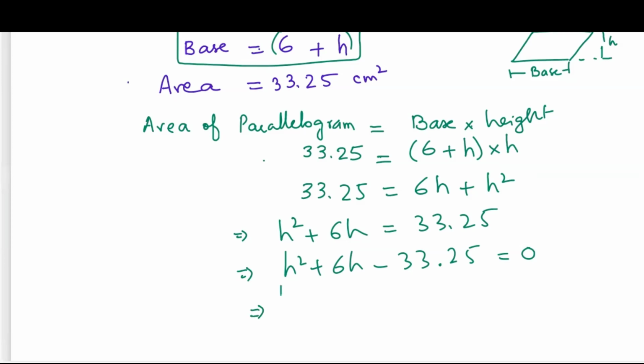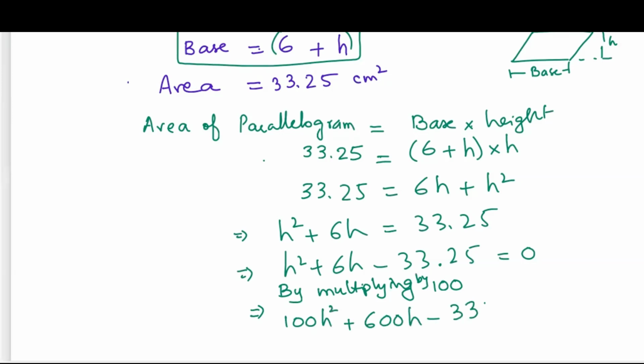Multiply by 100. By multiplying by 100, now the decimal has been removed. It will be 100h square minus 600h. Sorry, 100h square plus 600h minus 3325 is equal to 0.